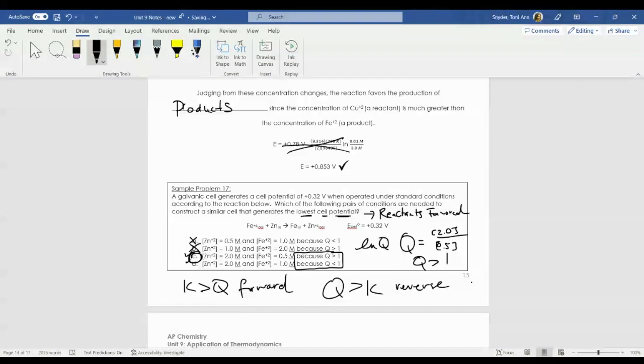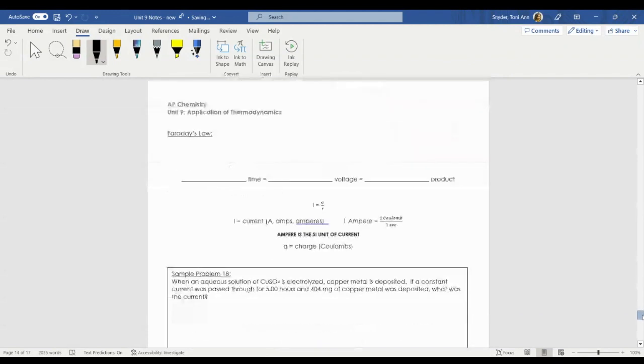Those are the types of questions you would see for this, okay? Not actually calculating any new cell potential. You kind of just have to use the concentrations and figure out which one of those is true. But notice how we broke that down. We looked at the first part of each choice first, and then we looked at the second part next. 2 more pages, almost done.